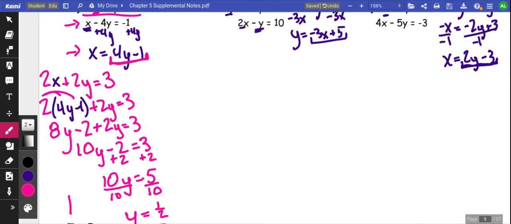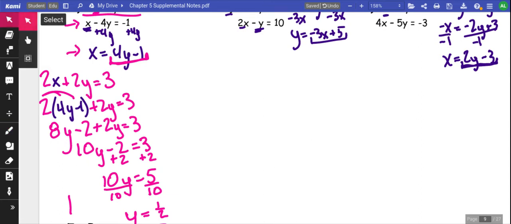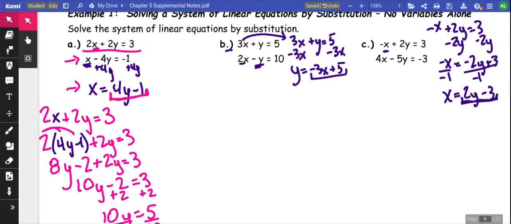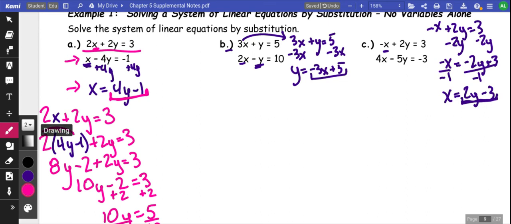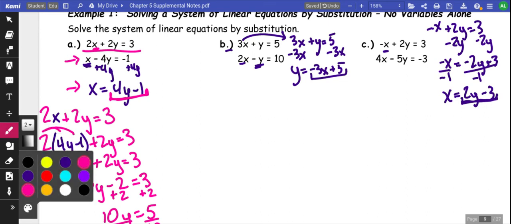I could plug it in to this equation. I could plug it into this x minus 4y equals negative 1. It doesn't matter which equation I plug it into, but this one looks like the easiest one. Okay, so what did I decide?